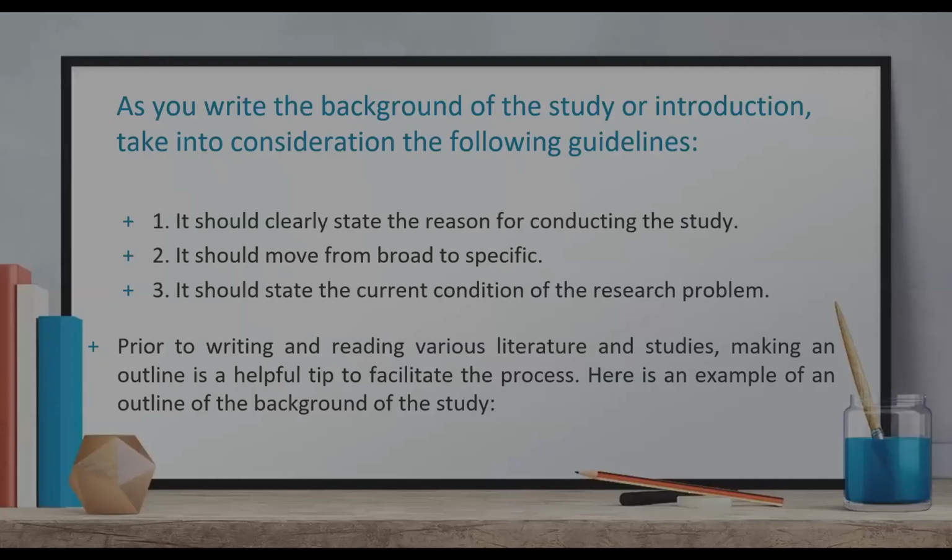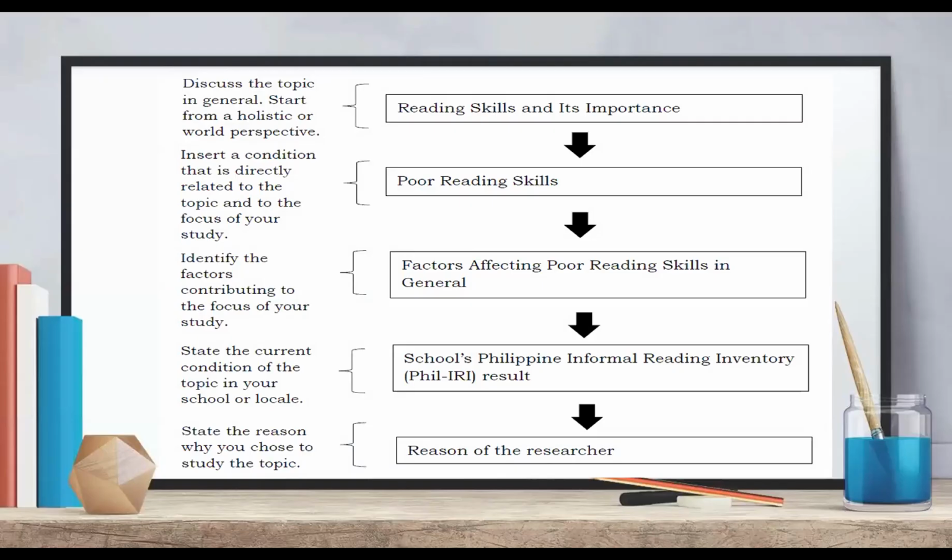So that's it, this is the outline. First is to discuss the topic in general. Here, an example is reading skills and its importance. After the general topic, you now insert a condition. From reading skills and its importance, the condition stated is poor reading skills. After stating the condition, you now identify the factors resulting in poor reading skills.